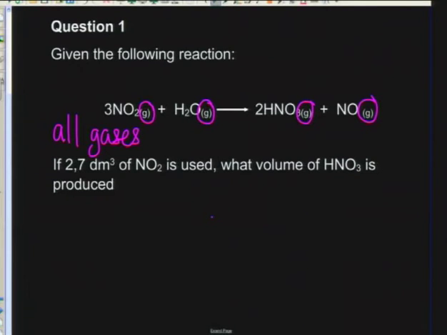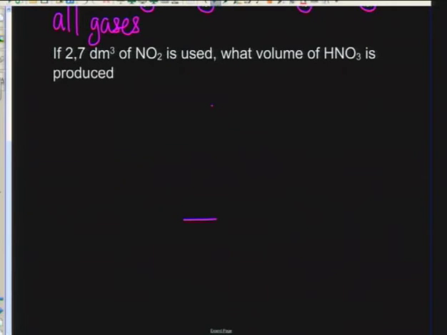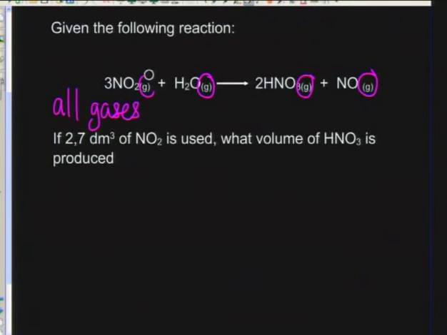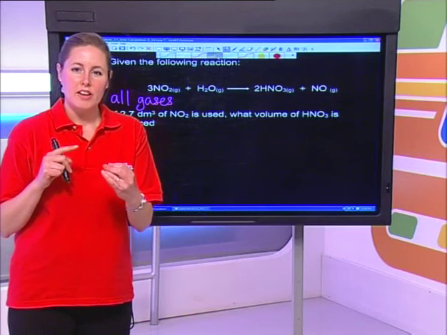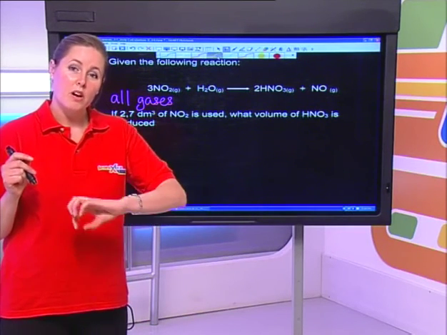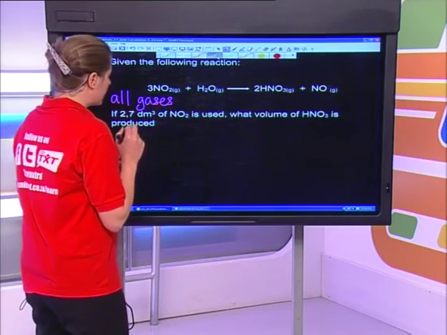Next, if 2.7 cubic decimeters, dm cubed, of NO2 is used, what volume of HNO3 is produced? Okay, so I want us to just go through what we've got, and I'm going to take off these little circles because I've noted that they're all gases, and what that's going to tell me is that I can work firstly with the number of moles is equal to volume over the molar volume.